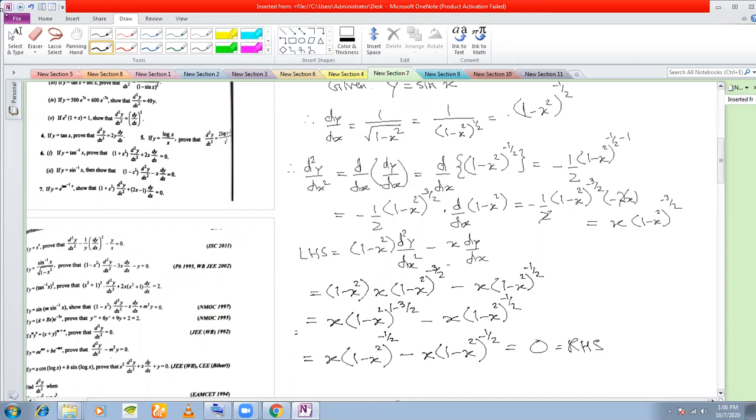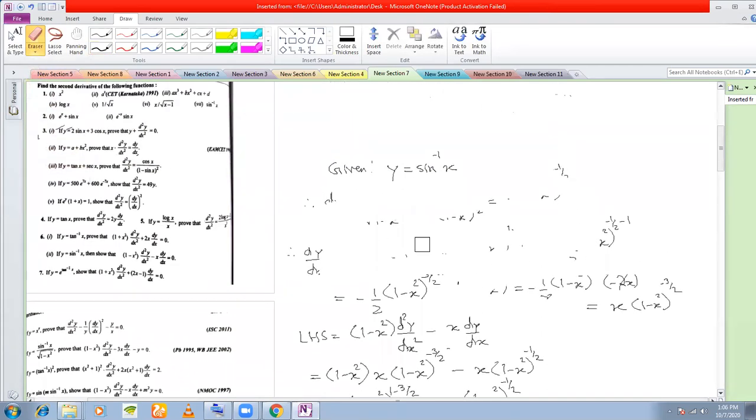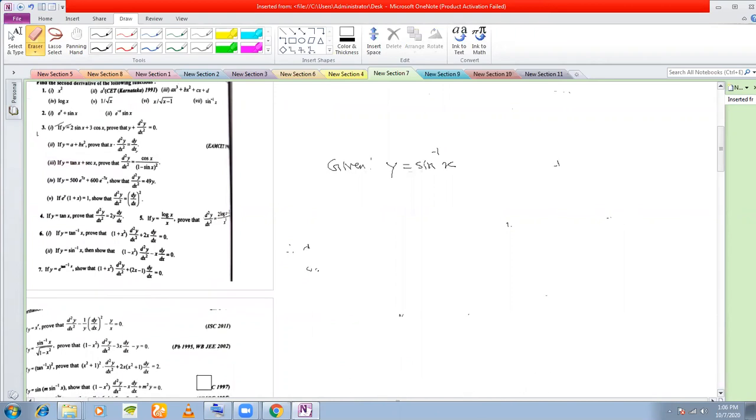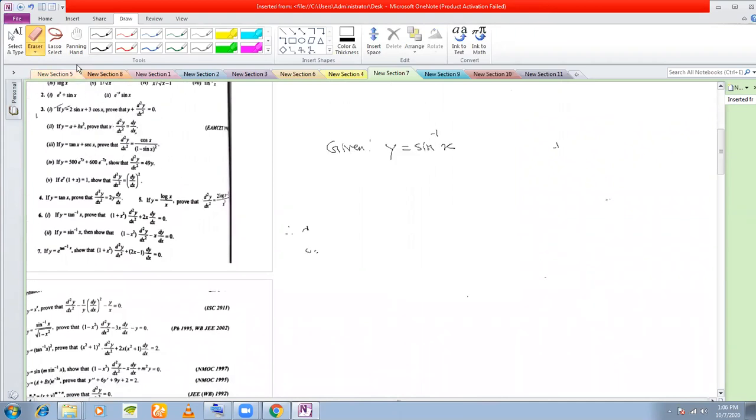There is another way of doing the same problem, and this is a little sophisticated method. We'll use implicit functions here. We have done differentiation of implicit functions. We will differentiate this with the help of that implicit function rule. So what you do here is you first find dy dx, that remains the same. Okay.